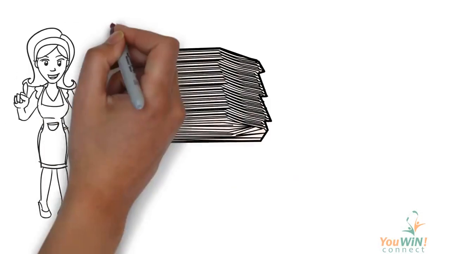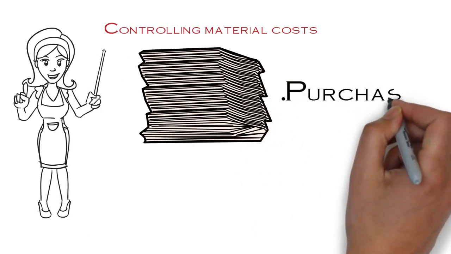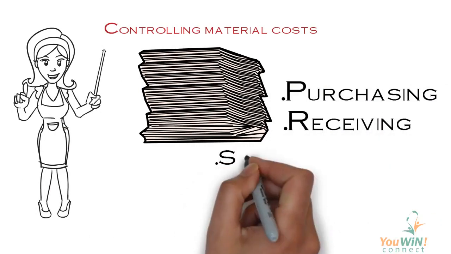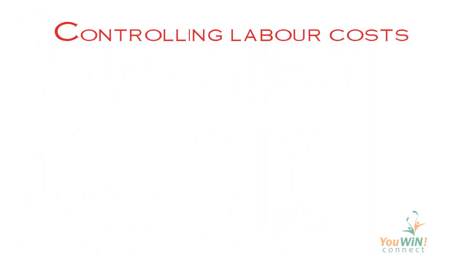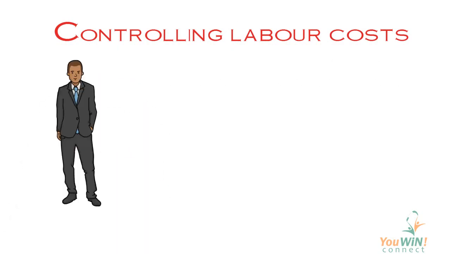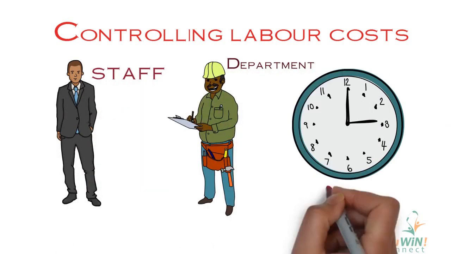In order to control material cost, 3 departments are very crucial: purchasing, receiving, and storage departments. These are key cost centers you need to identify in order to control material cost. We next look at controlling labor cost. The cost centers with regard to labor cost are staff, department, and time. Depending on the type of business you run, you will be able to control your labor cost looking at the staff, department, and time.